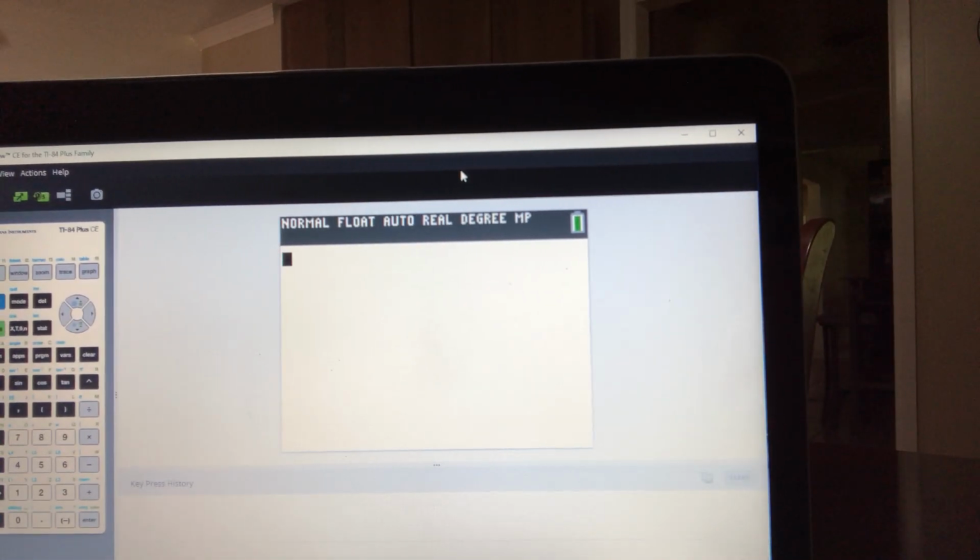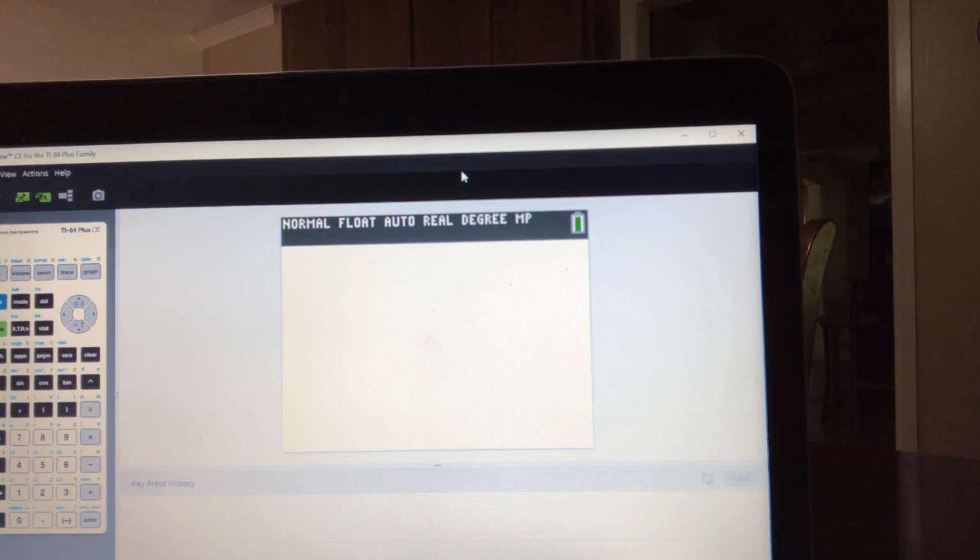Okay, so what if we had number 4a? It says log base 4 of 39. The reason we need a calculator for this one is you would not be able to figure out in your mind what power of 4 is going to give you 39, because it's not a whole number. 4 squared would be 16, 4 cubed would be 64, so it's got to be somewhere in between 2 and 3, but we don't know exactly. So the calculator will have to tell us.